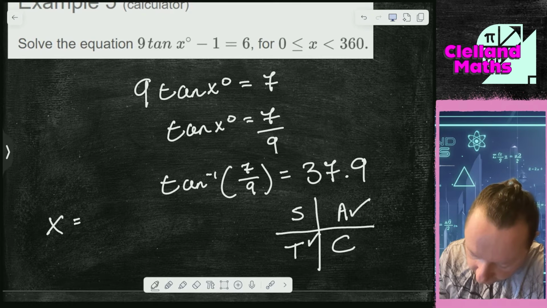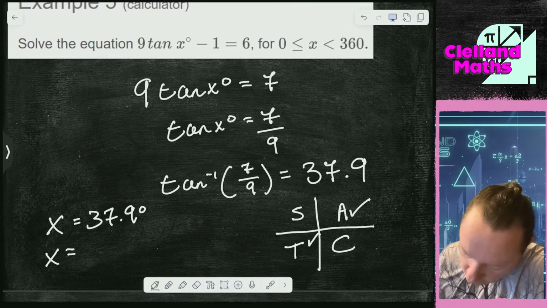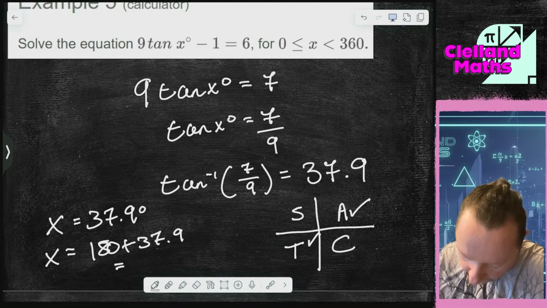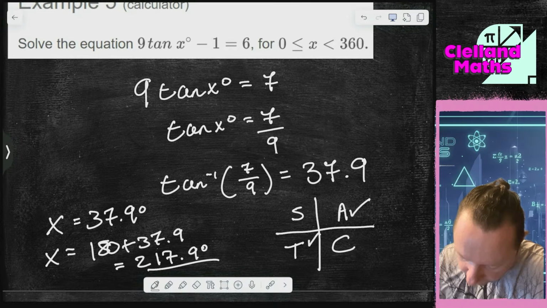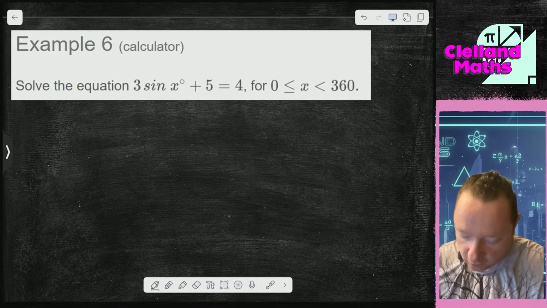So x is equal to 37.9 degrees, or x equals 180 plus 37.9, which becomes 217.9 degrees. Two answers, and we're done there. Example 6 on trig equations.